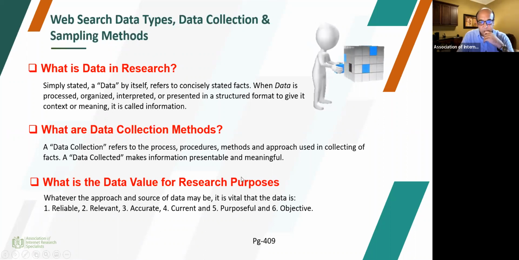What is the value for research purposes? Data value we have to obviously consider at all times, even if it is not specifically mentioned by the clients. Your objective would be to ensure it is reliable, relevant, accurate, current, purposeful, and objective. So these are like 6 factors that we always consider, and if any of these are missing, then we have to inform the client. So reliable, you understand; relevant to the problem; accuracy, obviously; current, meaning freshness; purposeful, that means it should fulfill the purpose or the objective of your research.